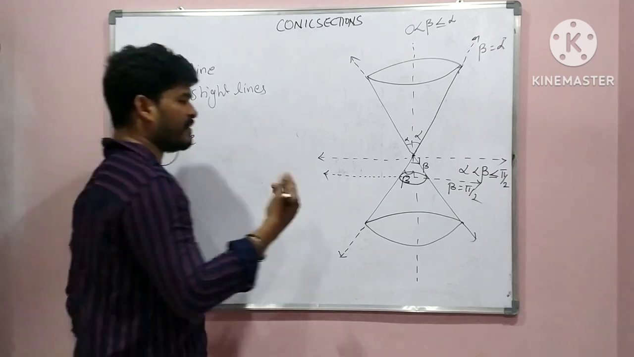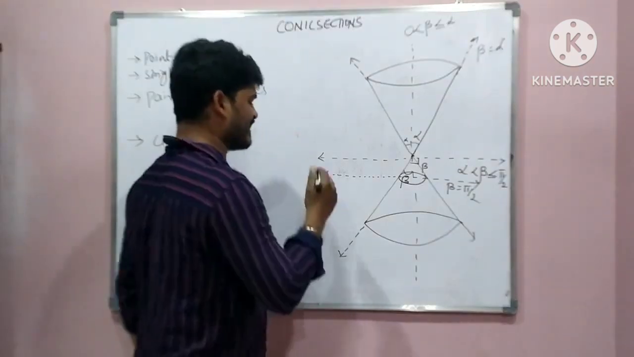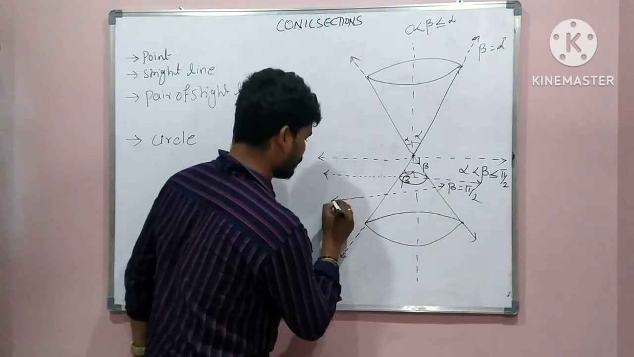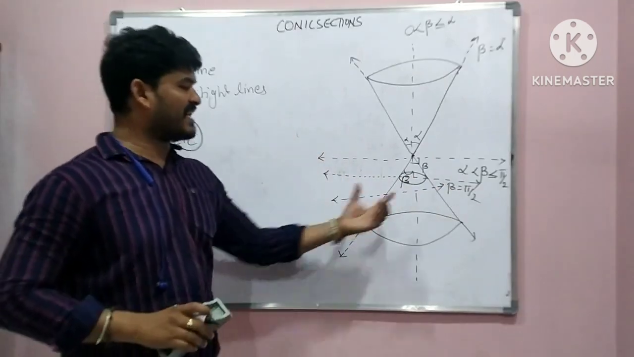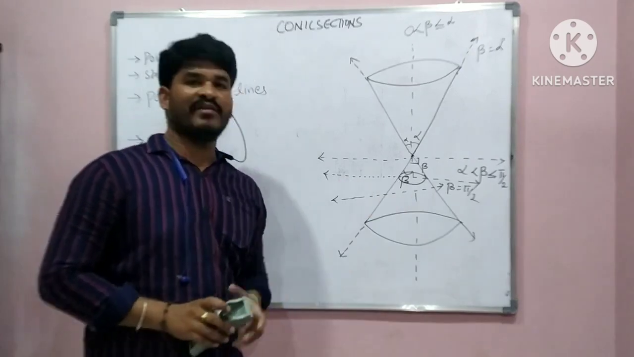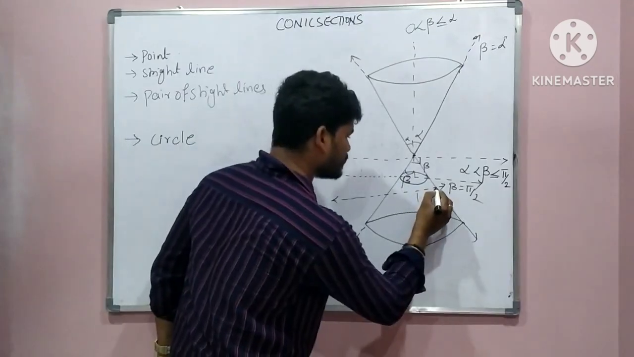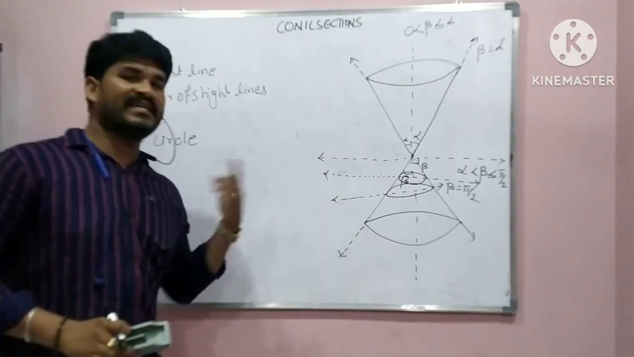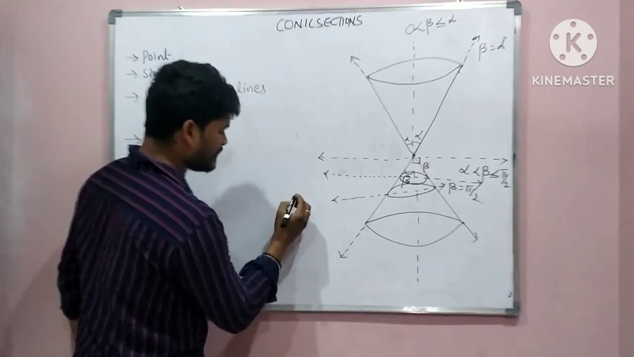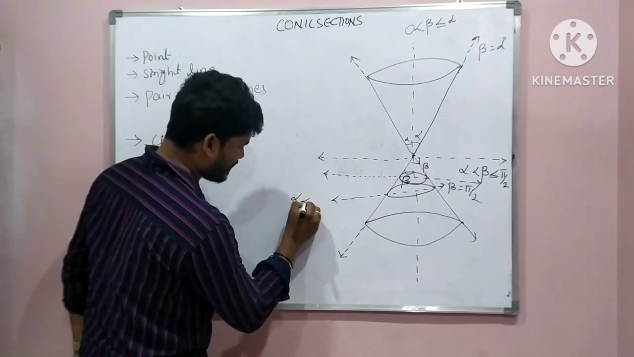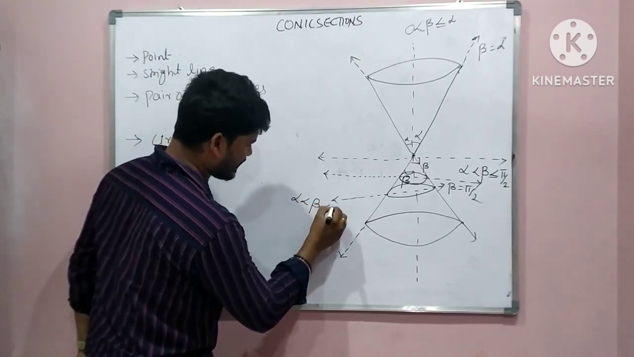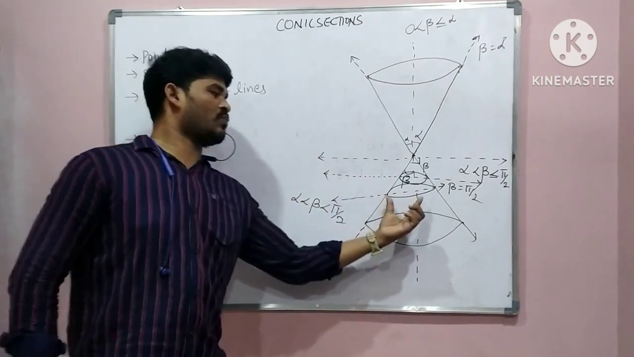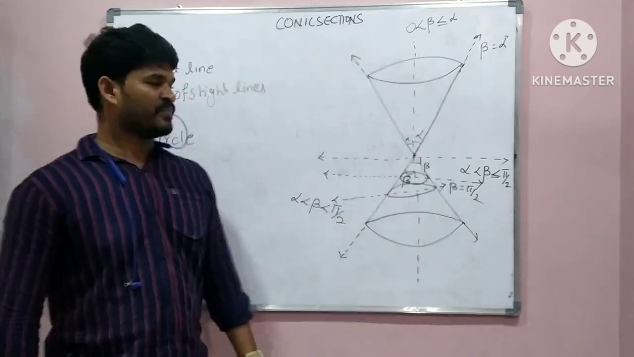In the same way, we decrease the angle and cut this cone at this position. We get an ellipse. For the ellipse, alpha is less than or equal to beta, which is less than pi by 2. When we cut the cone at this angle, we get an ellipse.